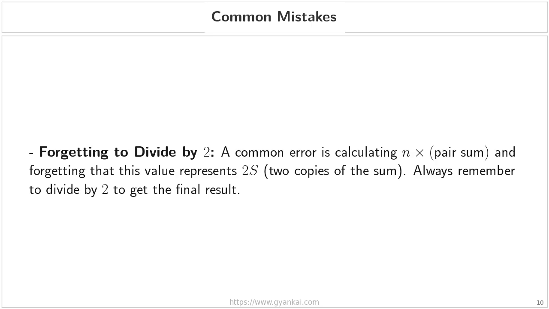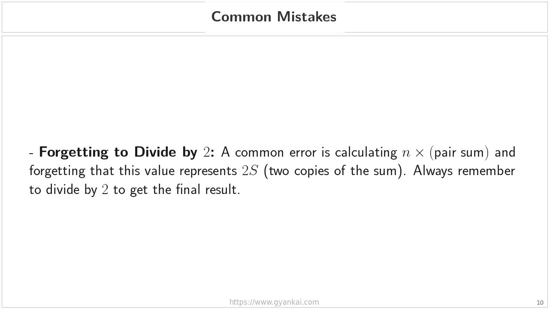Common mistakes. First, let's talk about the most frequent mistake, forgetting to divide by 2. Remember, in step 5 of our derivation, when we added the two sequences together, we weren't just calculating the sum s. We were actually calculating 2 times s.